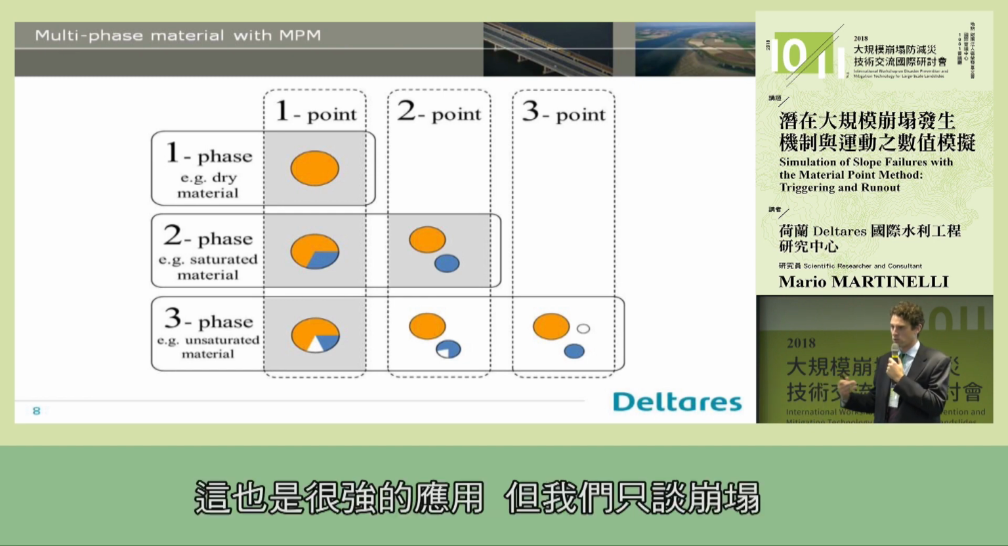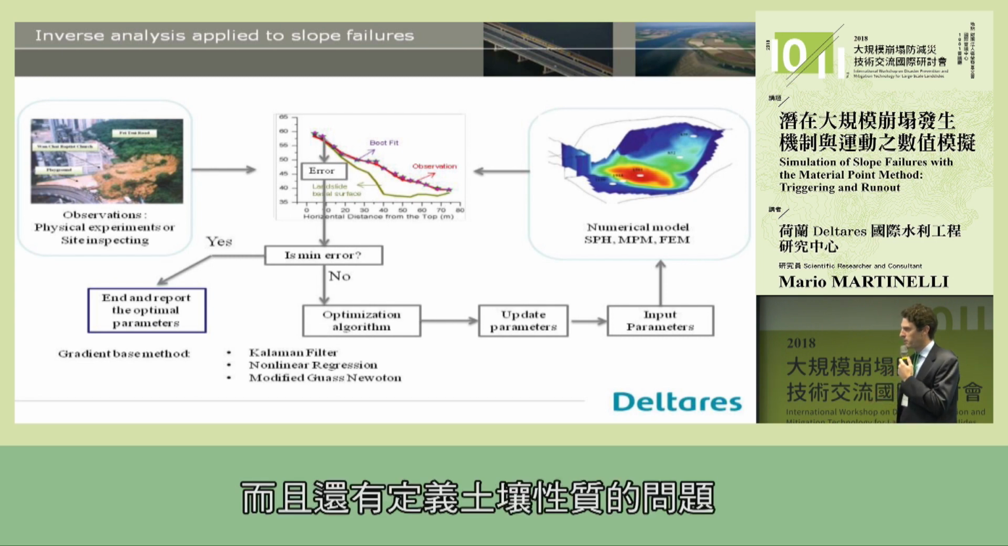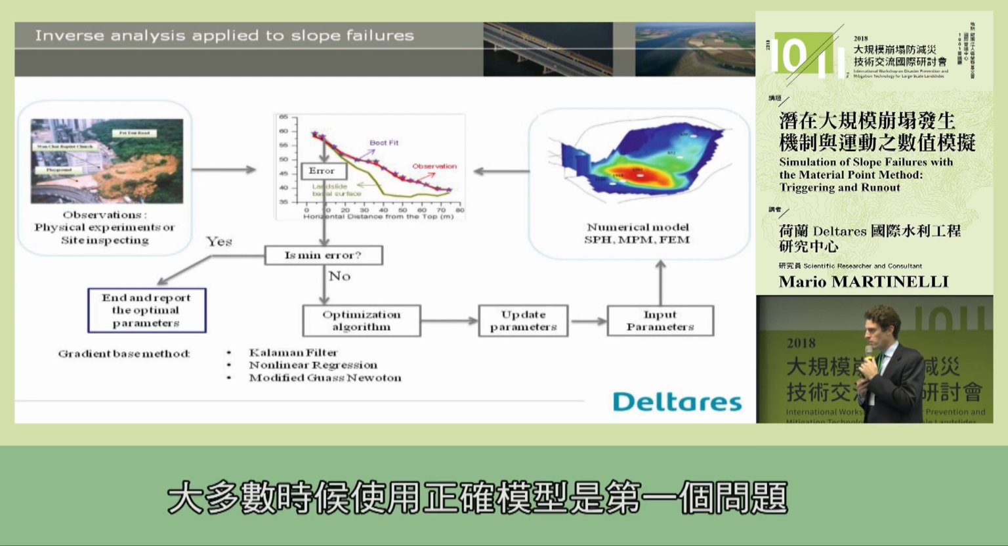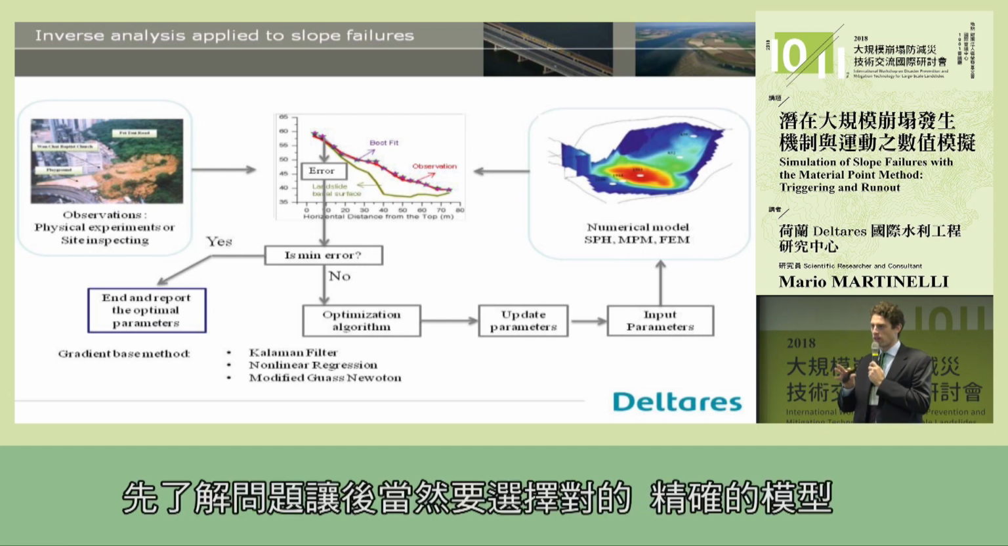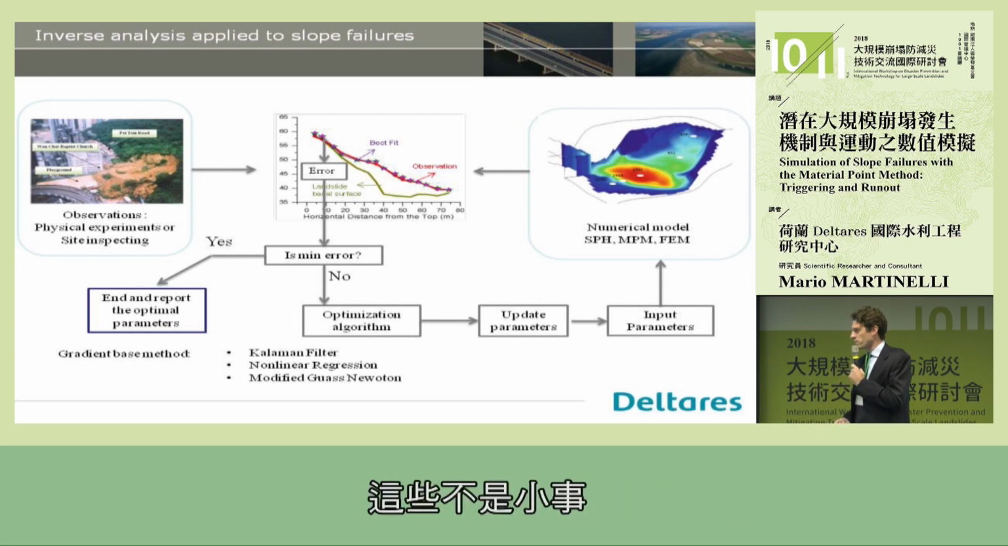So this is also a very powerful application. But if we stick to the landslide, there's also a problem of defining soil properties. And most of the time, the use of the right constituent model is the first question. First understanding the problem, then of course you choose the right constituent model and also define the correct soil parameters. And those are not, let's say, trivial.